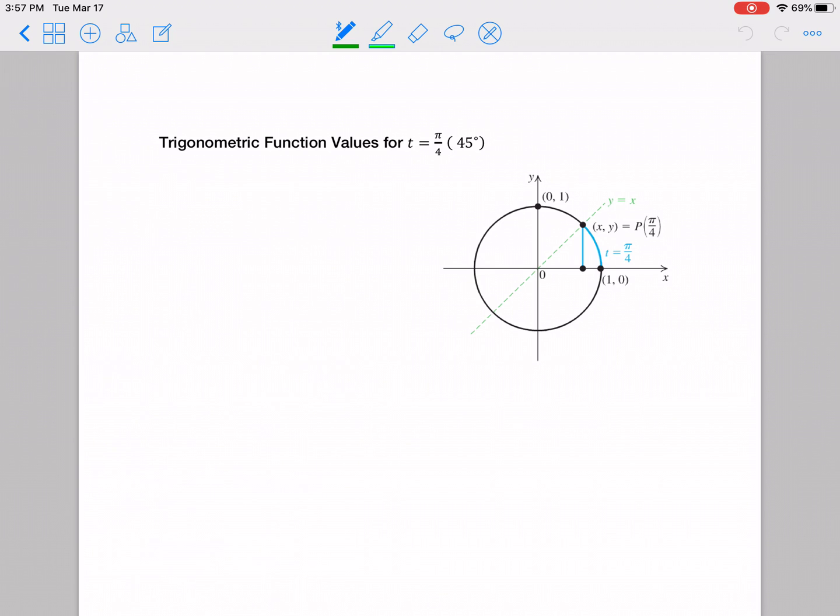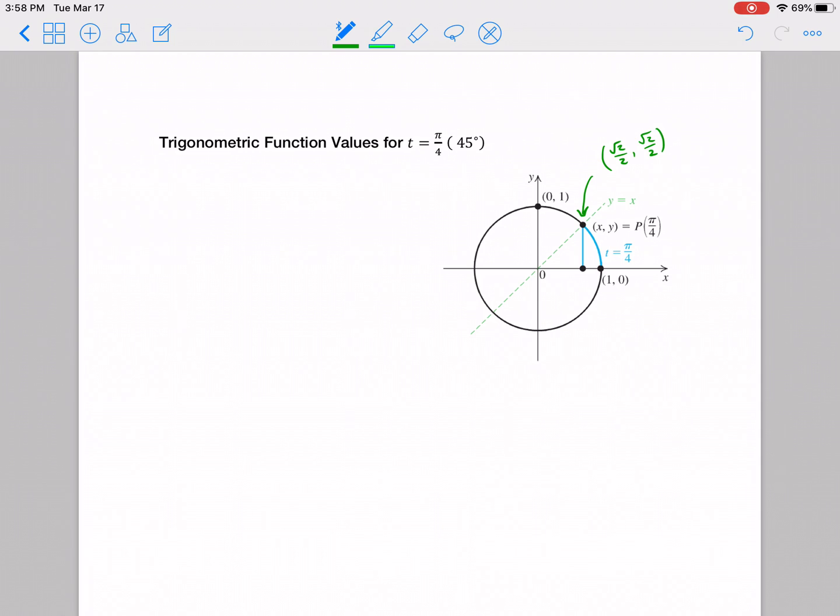Here, trigonometric function values for t equals pi over 4. So for this, essentially you can go through and do some algebra, but this is going to be one of those things where we're going to ultimately end up memorizing what this coordinate is, and ones like it. For this point right there at pi over 4, which is a quarter of a half turn, so pi over 4 is actually an eighth of a turn, it turns out that those coordinates, this is a nice easy one, are square root of 2 over 2.